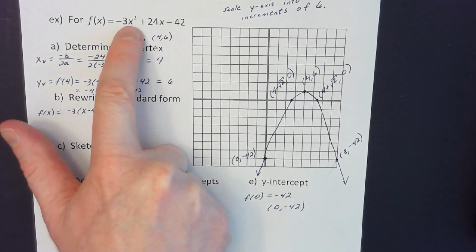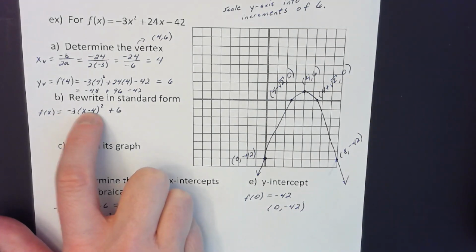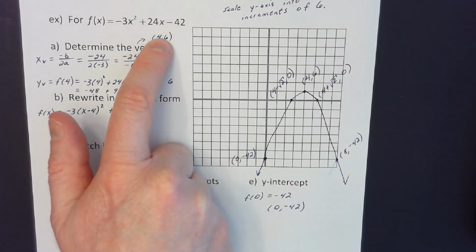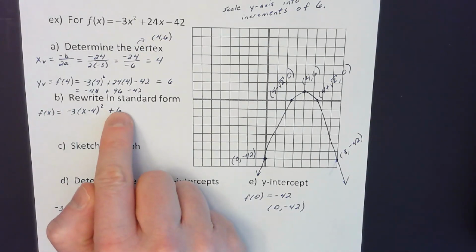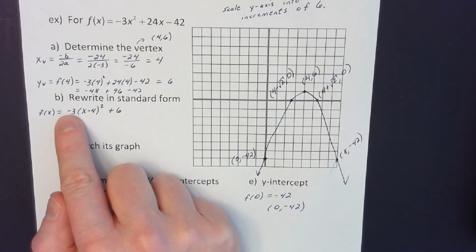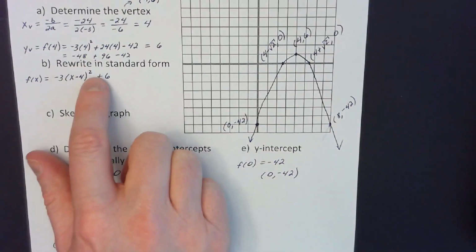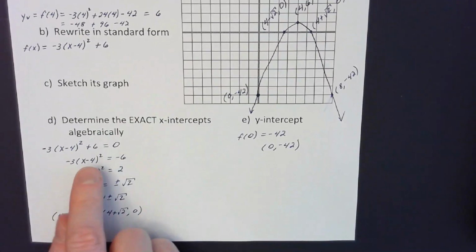So this exact same problem in standard form is going to be -3 times the group x minus 4 squared plus 6, because this parabola is being shifted 4 units to the right. That's why you see the -4 in there, and then up 6 units. And it's being stretched by a factor of -3, which means it's moving downward and stretched by a factor of 3.